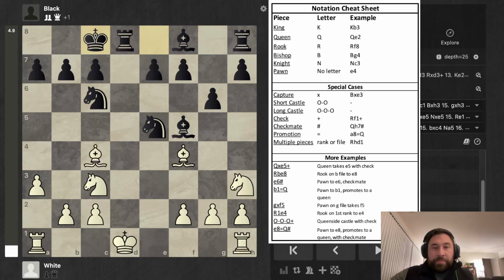Okay. Our final example is going to be E8 equals Q, checkmate. So we're saying a pawn moves to E8, becomes a queen, because that's how promotion works, and that move results in checkmate. Okay. That was a lot. Keep in mind, you guys are going to have this notation sheet with you. You're going to have all these examples that we just went through. Hopefully these special examples help you guys to remember some of the nuance and some of the weird cases that you might encounter.